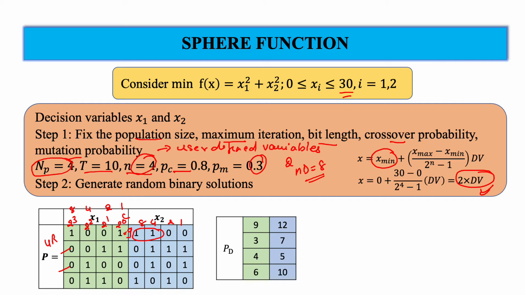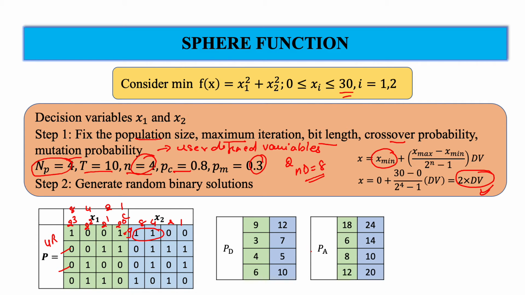Now that we have the decoded values and understand the actual value, we just plug into the formula, that is 2 times the decoded value, and you get the actual value for each of the population variables. After that we put the variable values into my objective function and we get the fitness value for each of the population members.